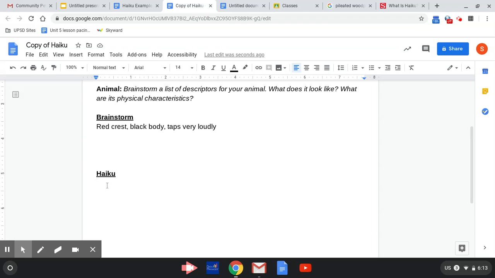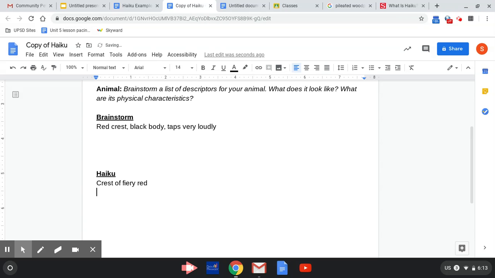And then in my haiku, I'm going to make it clear what animal I'm talking about without actually saying the animal's name. It's kind of like a riddle. So if I describe it well enough, then hopefully the reader will be able to figure it out. Instead of just saying, I have a red crest, which I could do, that's 5 syllables. I have a red crest. It sounds kind of boring to me. So I'm going to say crest of fiery red. Ooh, that's better.